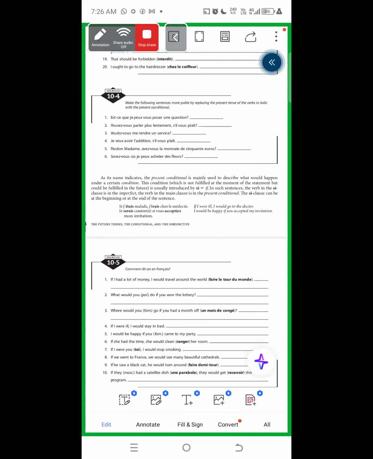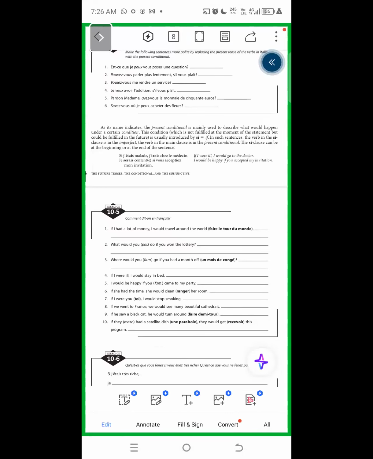Now, if you come down, there is a commentary there I want you to read for us. Can you please read it? As the name indicates, the present conditional is mainly used to describe what would happen under a certain condition. This condition, which is not fulfilled at the moment of the statement, but could be fulfilled in the future, is usually introduced by si. In such sentences, the verb in the si clause is in the imperfect, while the verb in the main clause is in the present conditional. The si clause can be at the beginning or at the end of the sentence.